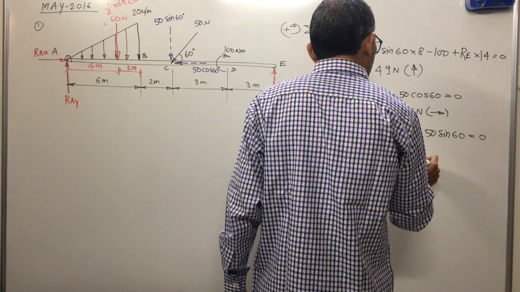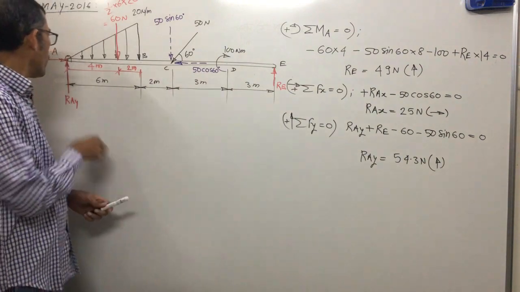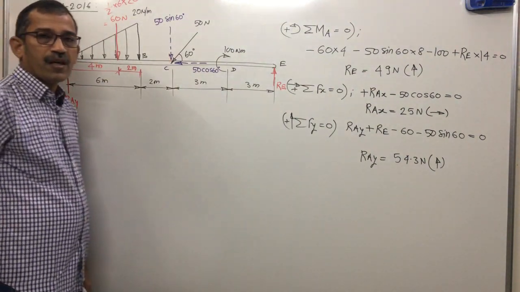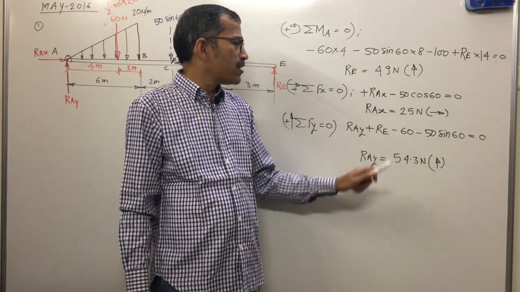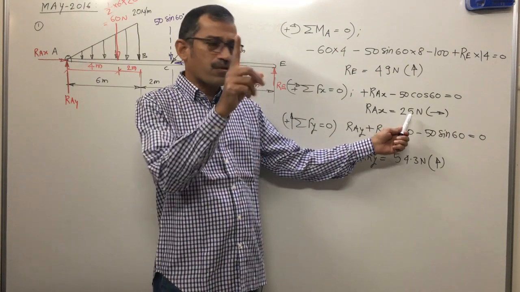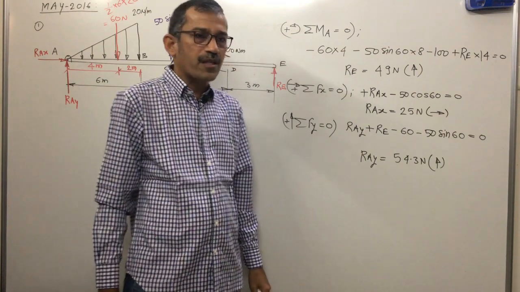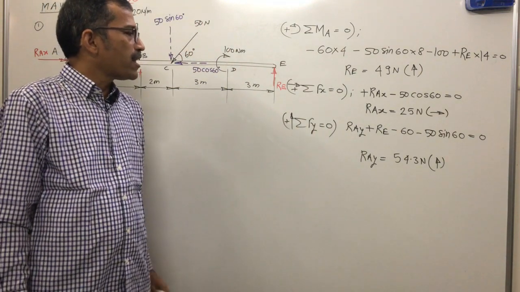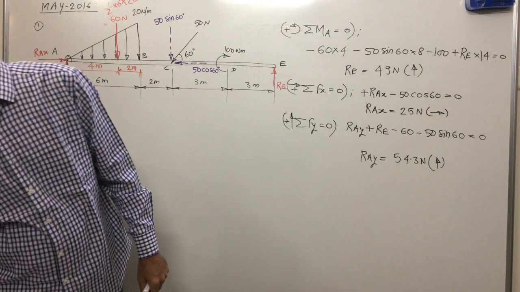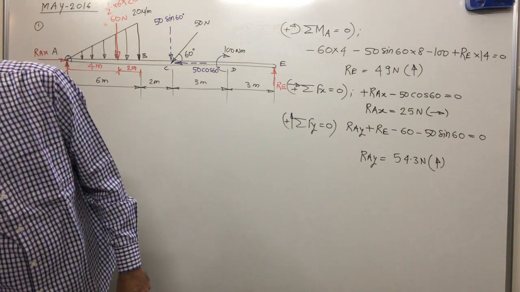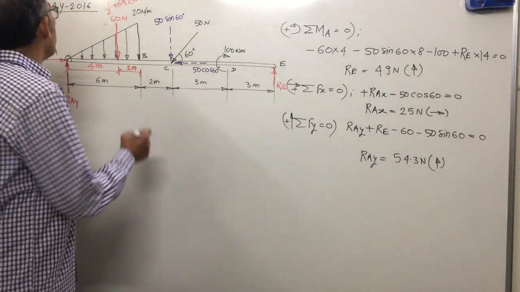And this answer is positive, so again the assumed direction is correct. What is the assumed direction? Ray upward. The answer is positive, so Ray is vertically upward. Whenever we get two components, find the resultant reaction. The resultant reaction will be in the first quadrant because this is rightward and this is upward. Ra is the square root of Rx square plus Ray square, and the inclination of the reaction is tan inverse of Ray upon Rx. Clear? Yes.